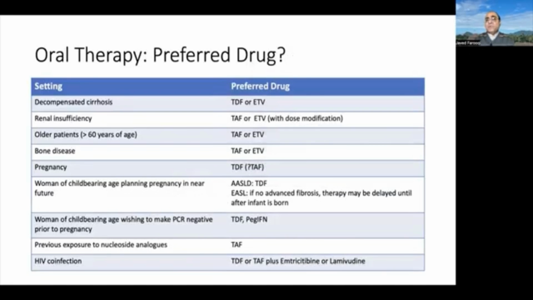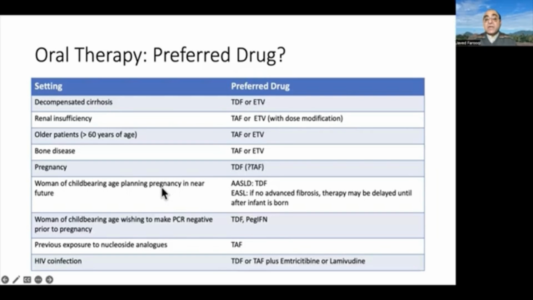Coming to the oral therapy, which is the preferred drug? In decompensated cirrhosis, TDF or entecavir is the preferred drug. In patients with renal insufficiency, TAF or entecavir with dose modification are the preferred drugs. Older patients more than 60 years of age, it should be TAF or entecavir. Bone disease, again, TAF or entecavir. In pregnant ladies, it should be TDF. Data on TAF safety is being published, but the guidelines still recommend TDF.